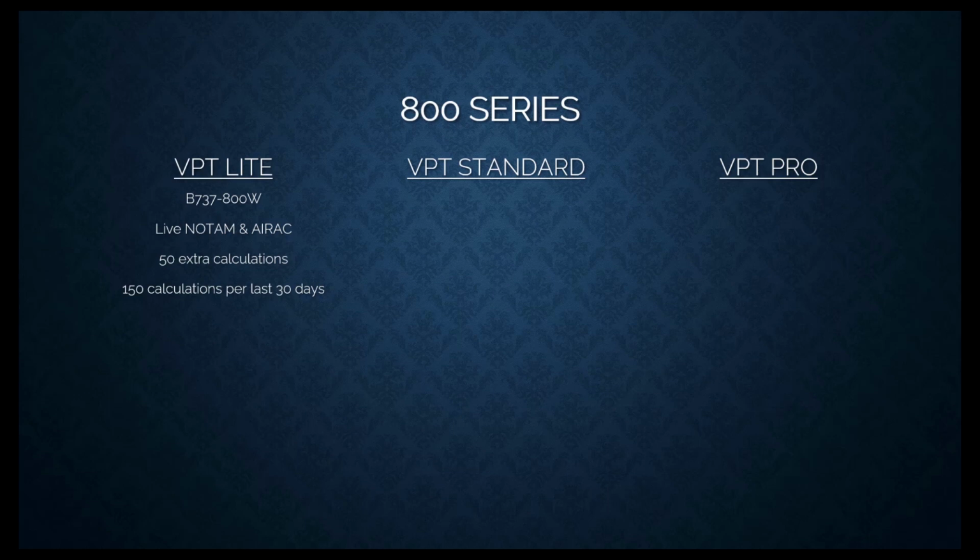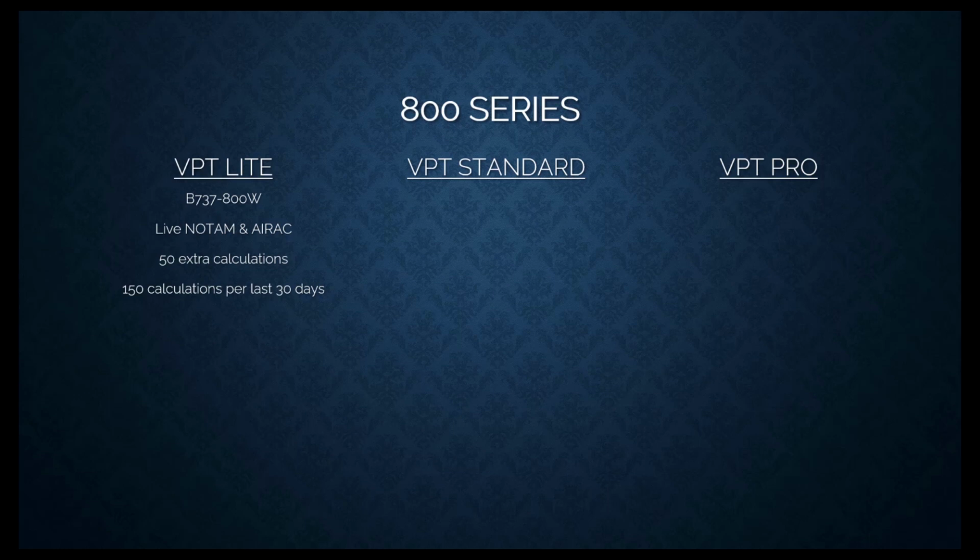And on top of that, you have 50 extra calculations included. This is there because of the learning curve that you have when you start using the VPT. You will make a lot of calculations just to try the tool, and that will be reflected in the 150 calculation limit per last 30 days. This is why you have 50 extra calculations that will be deducted once you reach the 150 calculations per last 30 days. So if you go over the 150, you still have 50 calculations available among the whole year.